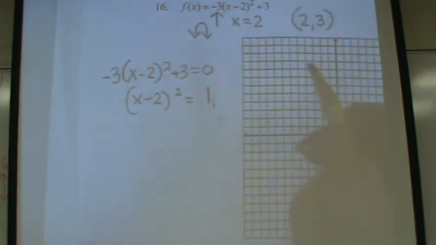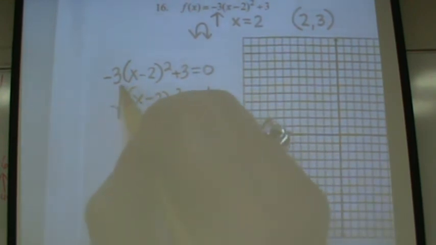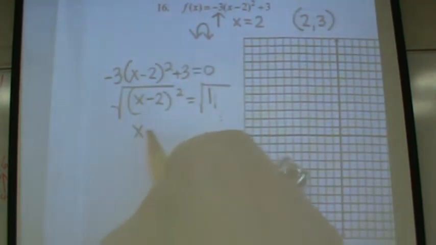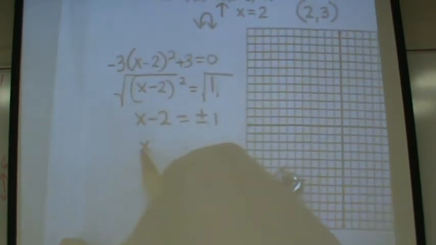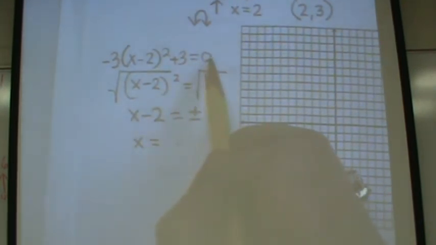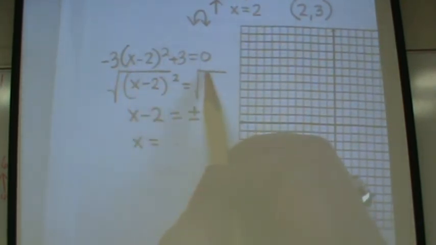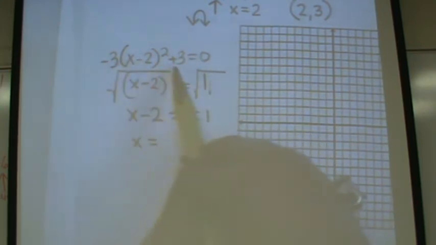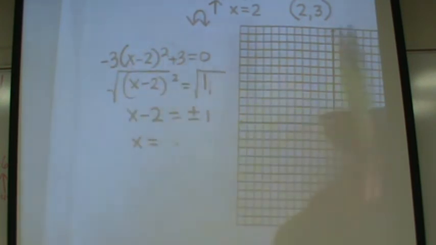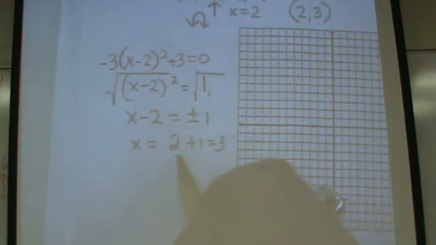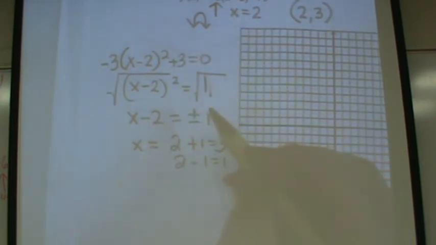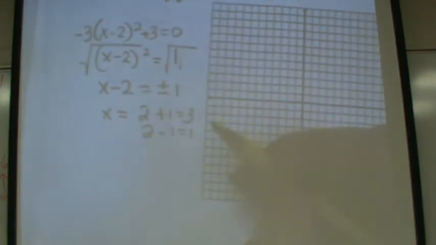If this were a -1, there would be no x-intercepts. Then take the square root of both sides. You get x minus 2 is plus or minus 1. How'd you get the 1? Subtract 3 and divide by -3. Subtract 3, get rid of these two pieces right here. You always want to isolate this, get this by itself. So subtract 3, divide by -3, I did that in my head. And then add, so 2 plus 1, which is 3, and 2 minus 1, which is 1. So this graph is hitting the x-axis at 3 and 1.